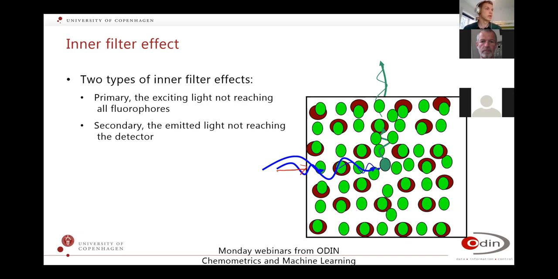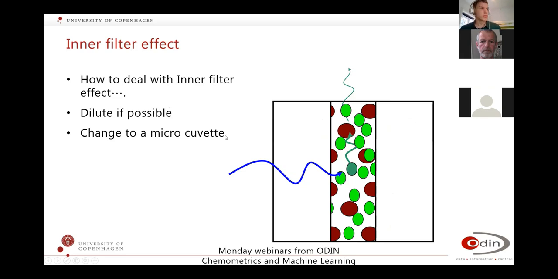Now, in addition, you have what we call the secondary inner filter effect. That's what's happening out here. So when the light travels out again, this one has been excited and it emits light going out here, but before the emitted light actually is released from the cuvette, some of it can hit other molecules and will be reabsorbed, and thus the light that is coming out is way less than what it should actually have been in a perfect ideal condition.